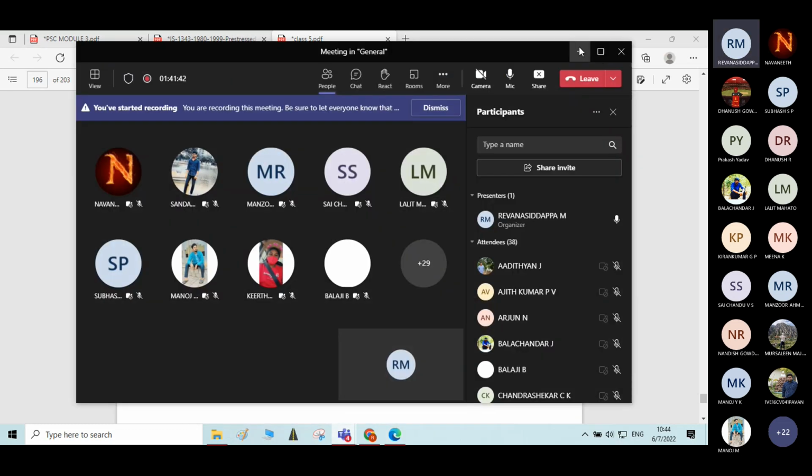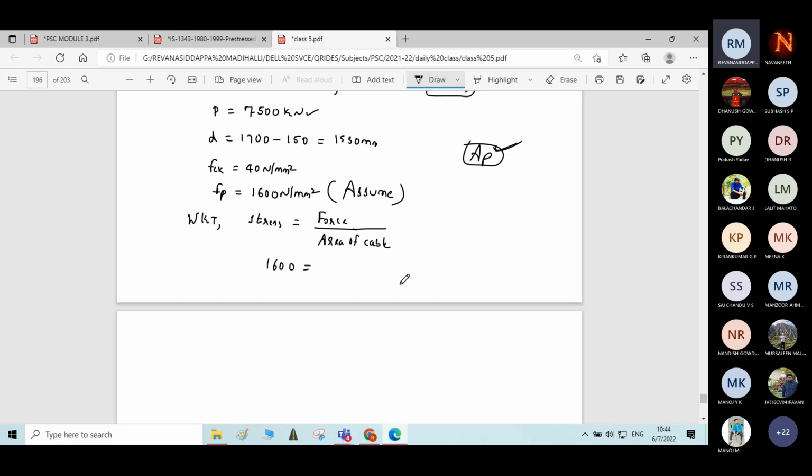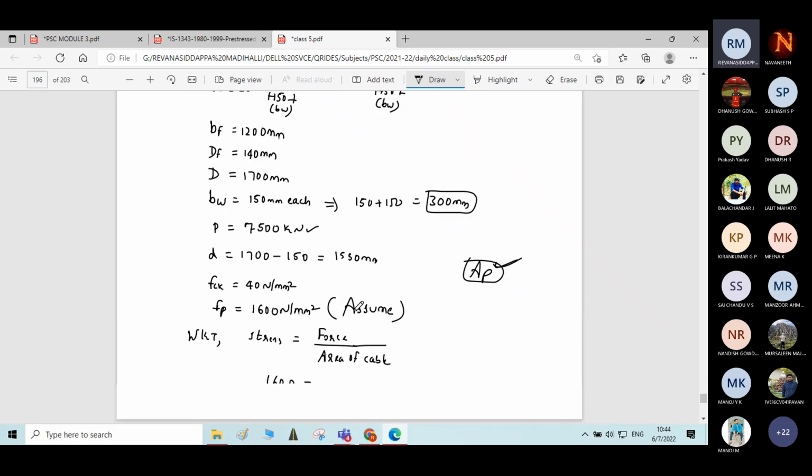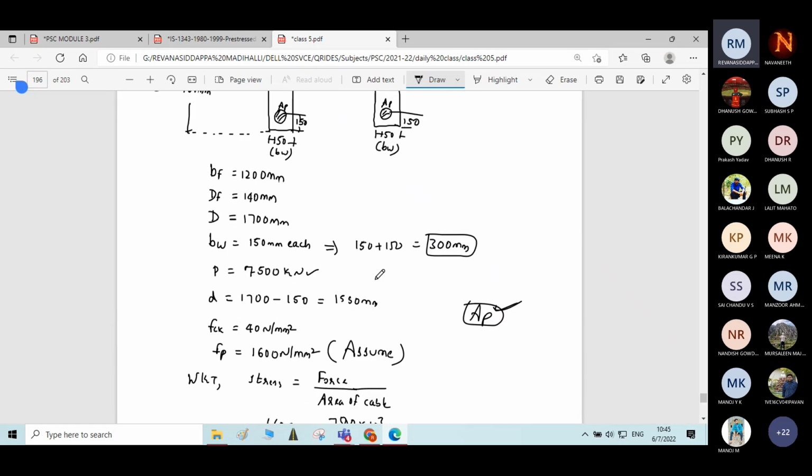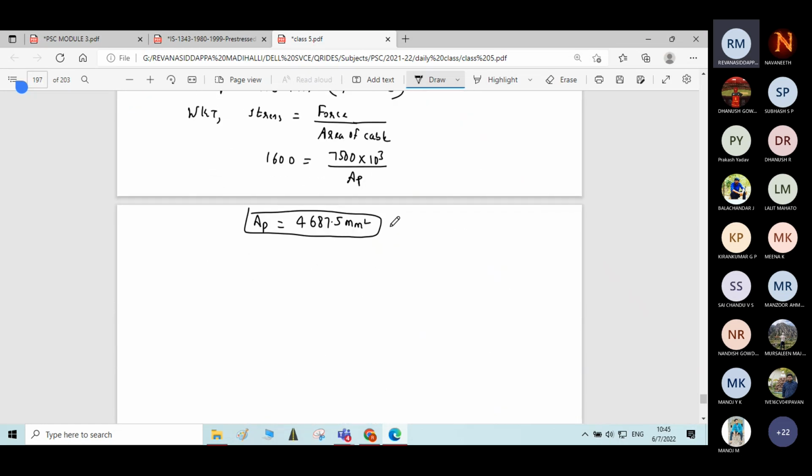Okay, we'll continue. So stress we assume as 1600. The force in the cable is given as 7500 kilonewton, which is 7500 into 10 power 3 Newton divided by area of cable Ap. By this you can estimate the area of cable. If you estimate, you will get the answer as 4687.5 mm square. By this you will get the value of Ap. This Ap is required for estimating moment of resistance.